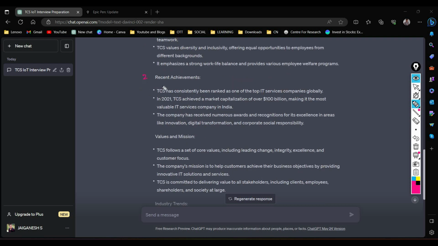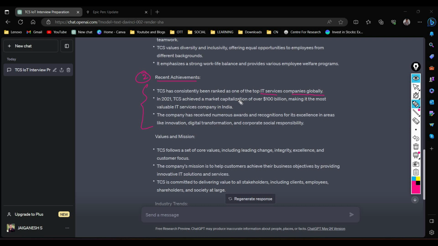The second data we have researched is recent achievements. This section will help you understand what recent achievements TCS has secured. TCS has consistently been ranked as one of the top IT services companies globally, and this could be the reason why you are excited to join TCS.